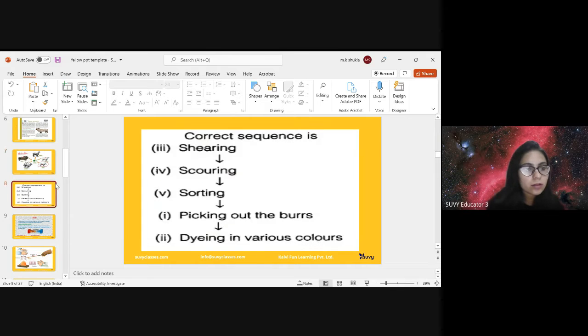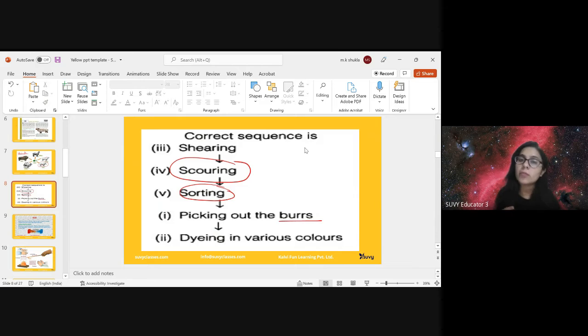Now let's move to this. The correct sequence of how these fibers are obtained from animals: how do we obtain them? First is shearing, then scouring, then sorting, then picking out the burrs, then dyeing in various colors. These are the steps followed by human beings in order to obtain the fibers from nature.